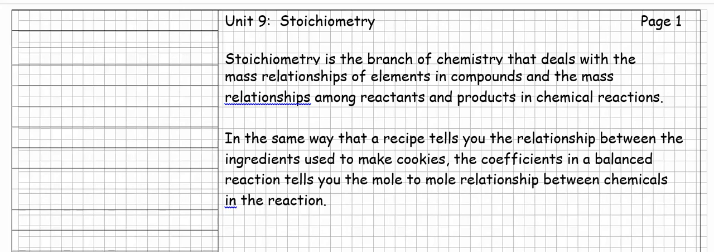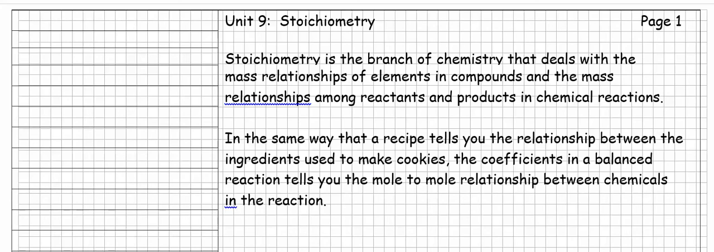And we're going to get started with stoichiometry. Stoichiometry is the branch of chemistry that deals with the mass relationships of elements in compounds and the mass relationships among reactants and products in chemical reactions. What does that mean? Well, if we have a balanced chemical reaction, then we can tell what the relationship is in terms of moles, and we now know what moles are from the last unit, Unit 8. In terms of the number of moles, for example, that are required in order to produce a certain number of moles or grams or atoms of product, right? So we know those relationships from the balanced reaction.